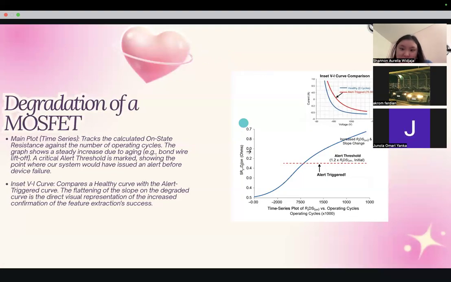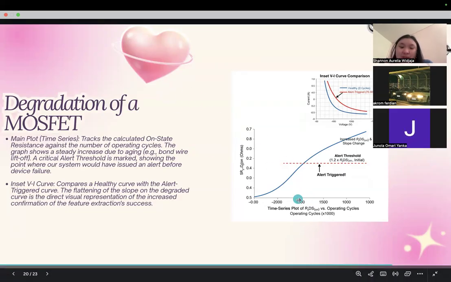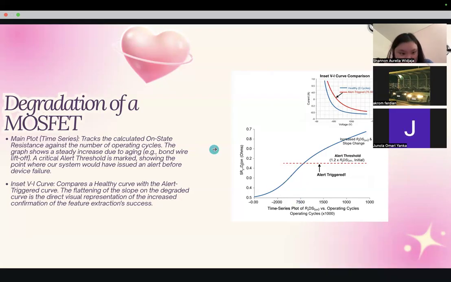And then this is again the graph that shows the degradation of a MOSFET. The main plot, or the time series, tracks the calculated on-state resistance against the number of operating cycles. The graph shows a steady increase due to aging, such as the bond wire liftoff. A critical alert threshold is marked here, and this shows where our system would have issued an alert before the device fails.